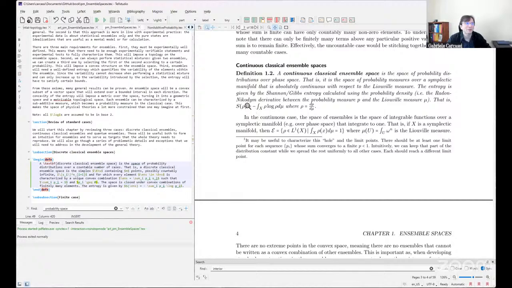And the expression for the entropy is minus the integral over the whole space of rho log rho, where rho is this derivative, and mu is the Liouville measure. You know what? I have it here: P is the probability measure, and mu is the Liouville measure. Okay, so that's basically what we have. In very simple terms, we have these density distributions over phase space that are always greater than or equal to zero and sum to one. Those are the probability densities, as we expected.